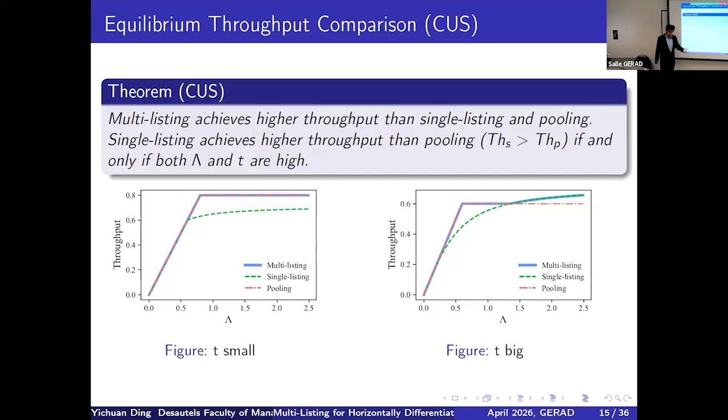Because when T is small, you consider the extreme case: if T is 0, which means these two servers are indifferent. No one can distinguish these two servers. So in that case, there's no need to consider customer's choice, because they are the same server, right? So in that case, pooling is of course the best because pooling minimizes waiting time, right? You increase the utilization. So pooling is always the best option when T is small. And it coincides with multi-listing.